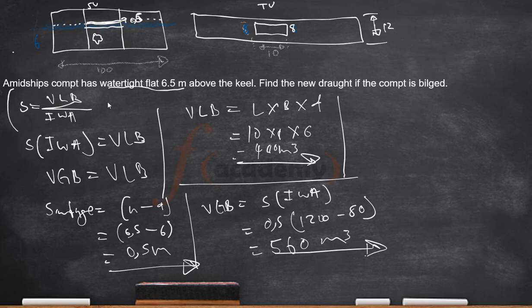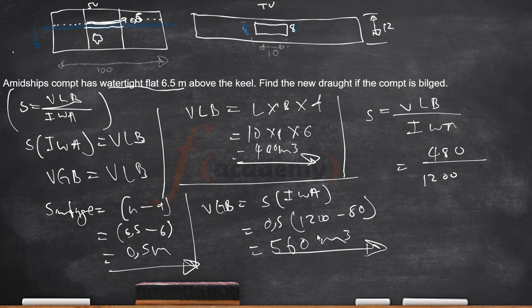Going back to our formula, sinkage is equal to volume of lost buoyancy all over intact waterplane area. The volume of lost buoyancy, dimensions we don't change, it's 480, all over intact waterplane area. Intact waterplane area is what? It's going to be 1200 minus 80, or you can work it out again. If you put that on your calculator, you end up with an answer of 0.429 meters. So literally, we're going to sink about 0.429, which is less than 0.5, which is where the watertight flat is. So we're not going to sink till we reach it, we're just going to be slightly close to it.